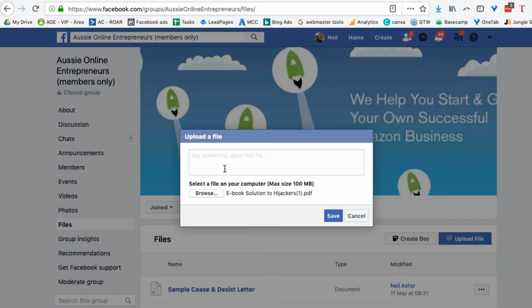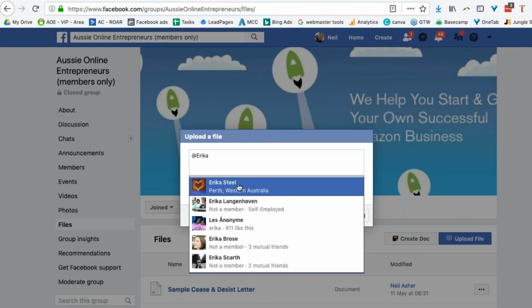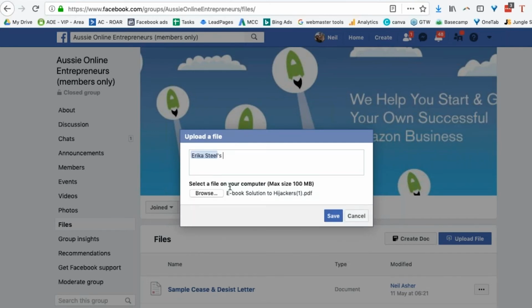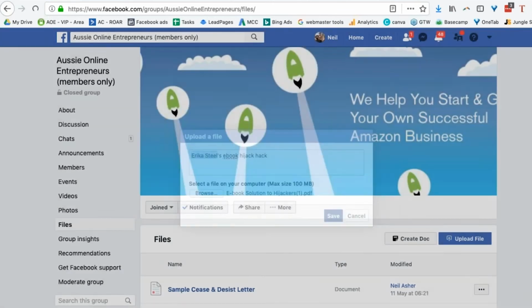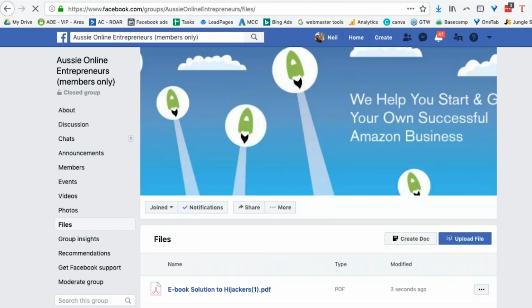And this is Erica's ebook, Hijack Hack. Try saying that after you've had a few beers. There you go. So that will be up in the files for you right now. If you want it, there it is. This files area has got some great information in it, so please do go check that out for sure.